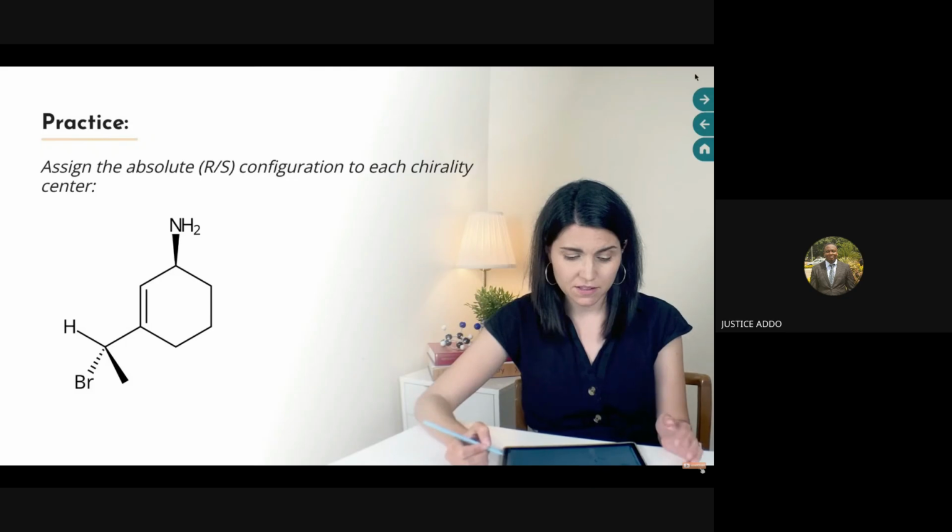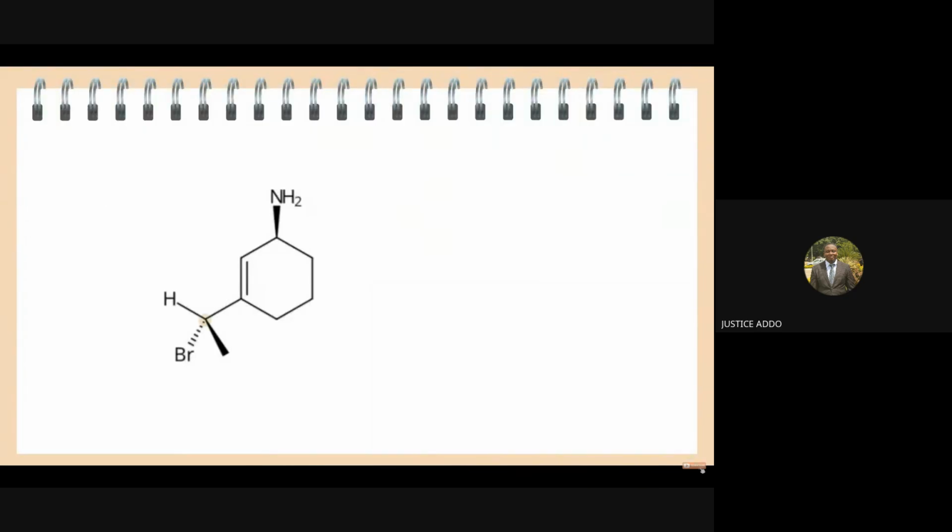This is asking us to assign the absolute RS configuration to each chirality center. This molecule has two chirality centers. This one up on top has an implicit hydrogen. We'll just draw it in on the dashed bond, but we're going to look at the other carbon first. So we know that hydrogen is going to be priority 4 because it's the lowest atomic number, and bromine will be number 1. And then comparing between the two carbons, this one's attached to 3 hydrogens, and this one is attached to 3 carbons, 2 from the double bond and 1 from the single bond. So that carbon is priority 2 and the methyl will be priority 3.